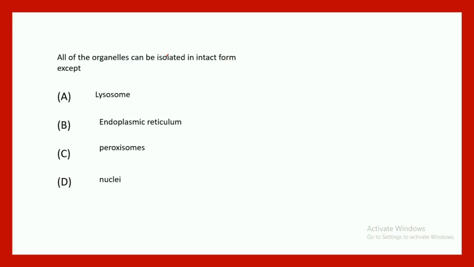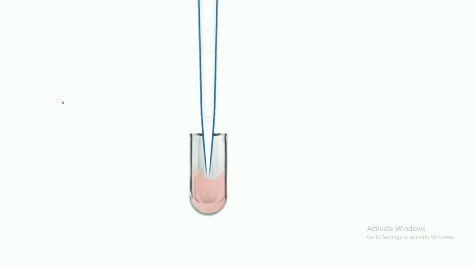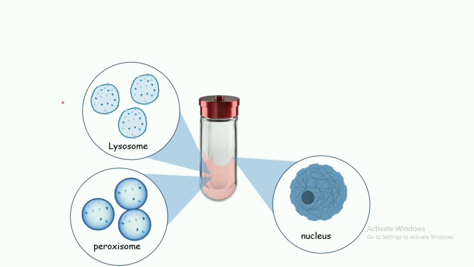All of the organelles can be isolated in intact form except which of these following? The correct answer would be endoplasmic reticulum. I'll tell you why endoplasmic reticulum cannot be extracted in an intact form, or it would be very hard to extract it in an intact form. So in cell fractionation technique, you can lyse the cells and put it in an ultracentrifugation tube, and at several speeds several organelles are fractionated, and from that fraction you isolate them.